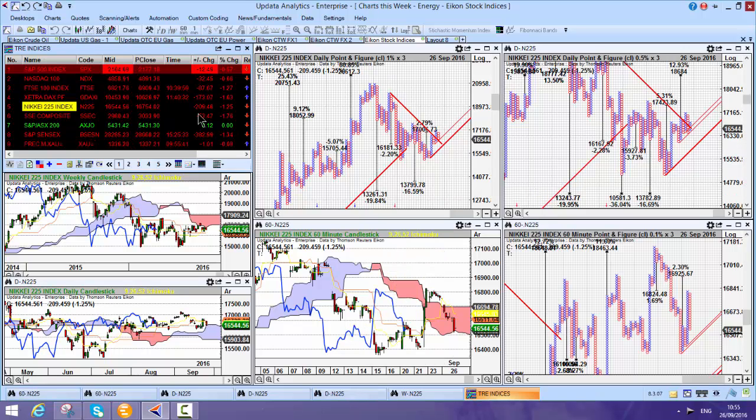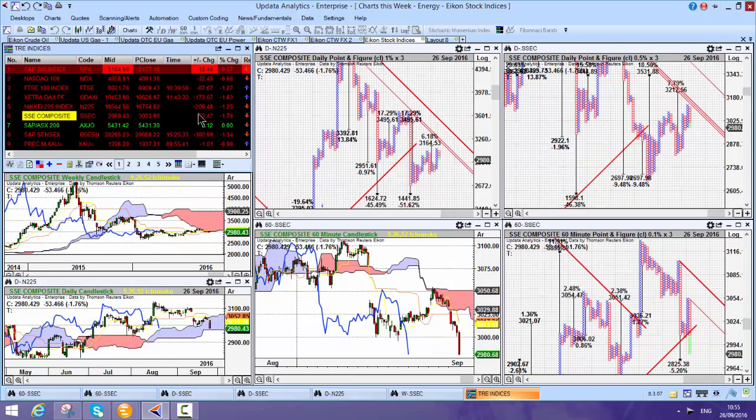So Asia still looking pretty worrying, and China really fell off quite heavily in trading today. So we are seeing bearish on the weekly still. The daily still just bullish, but we are seeing quite big moves down here, and we've got some very big downside targets. So Asia's still looking pretty worrying.